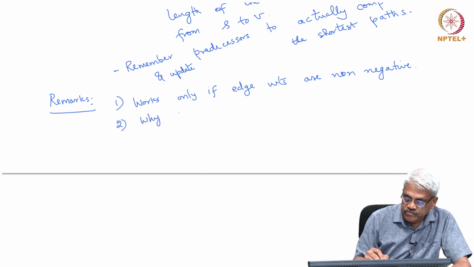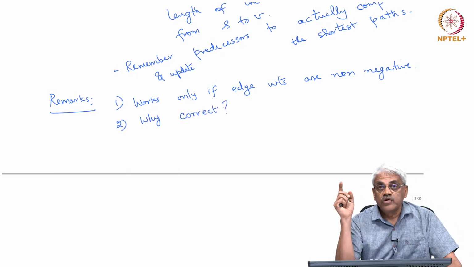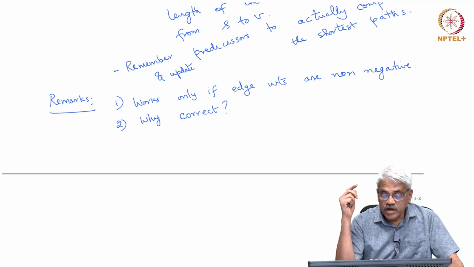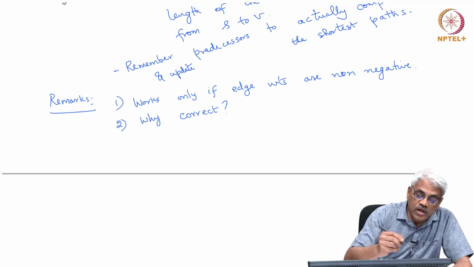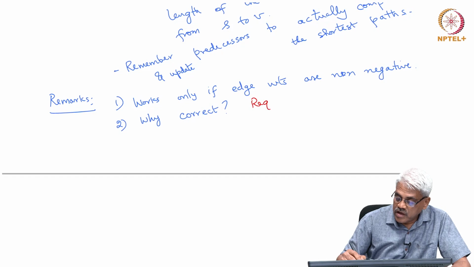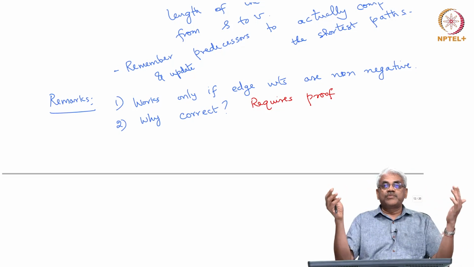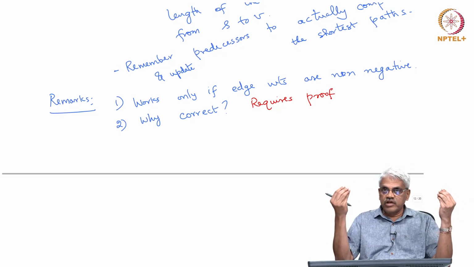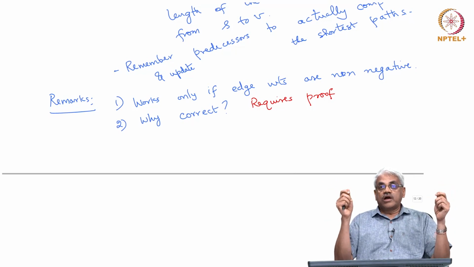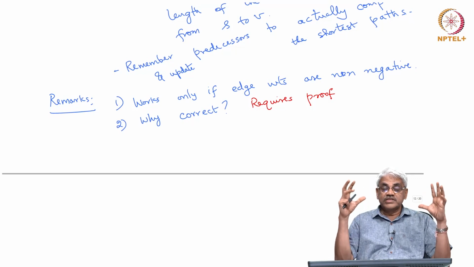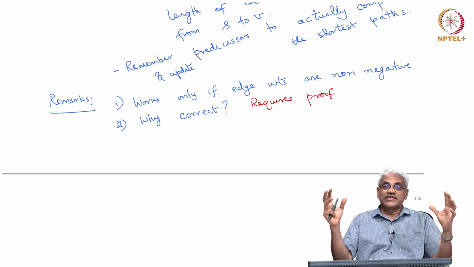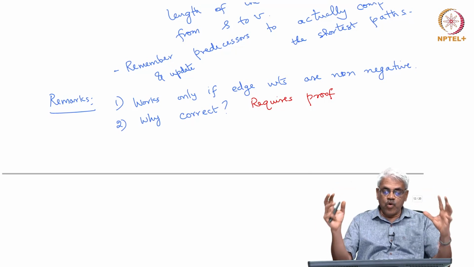Why is it correct? At the end, when the algorithm stops, why does it give you the length of the shortest paths? It requires a proof. As we have been saying with dynamic programming and greedy algorithms, once you have an optimization algorithm, you have to argue why it is correct. The book, Cormen's book, actually has a proof of correctness. Even if you don't do the proof of correctness, at least emphasize that it requires a proof.